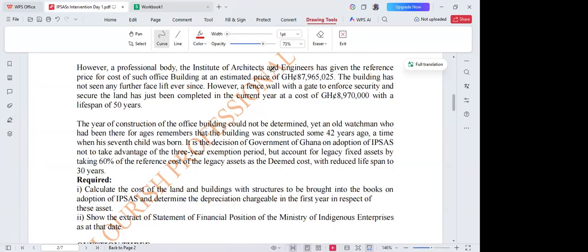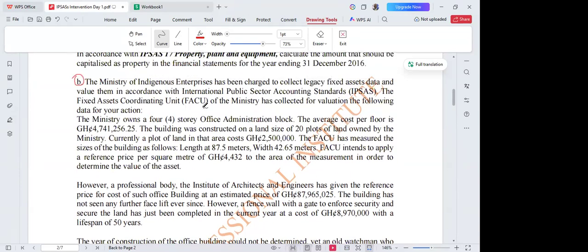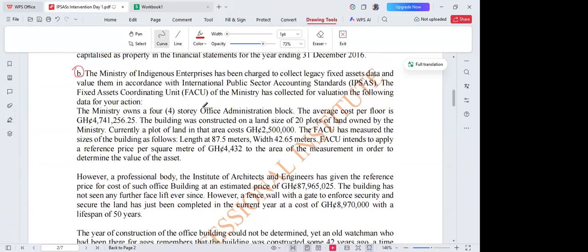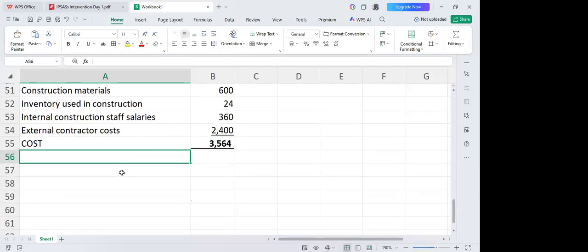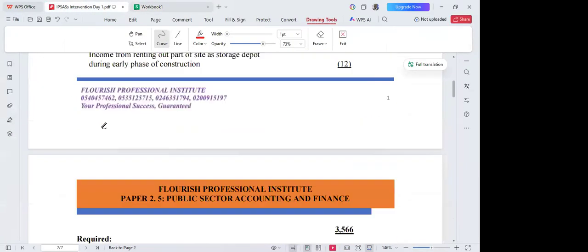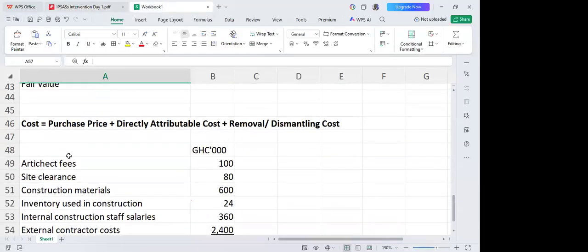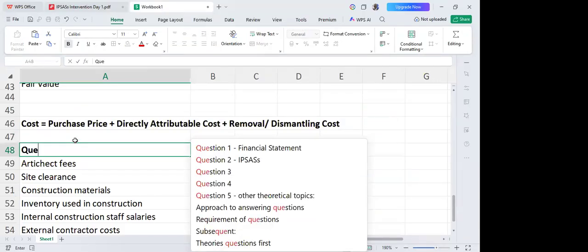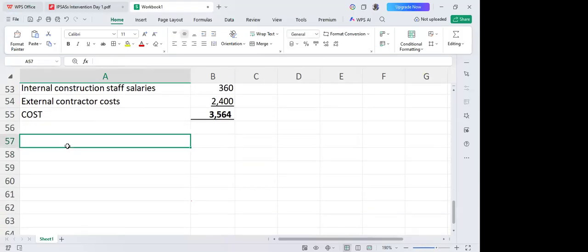Okay, so this is the question we have. This is a past question actually on IPSAS 17. So how are we going to go about it? Part I is asking us for the cost of land and building, so you do it separately. In that regard, let me look at the question number. So we have question 2B. This was question 2A. So question 2B.